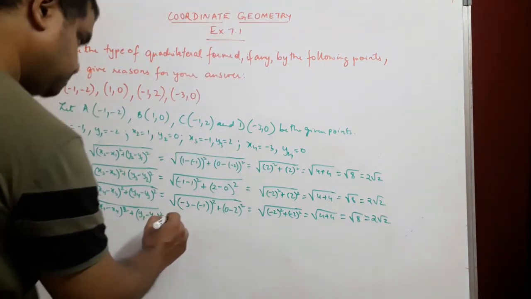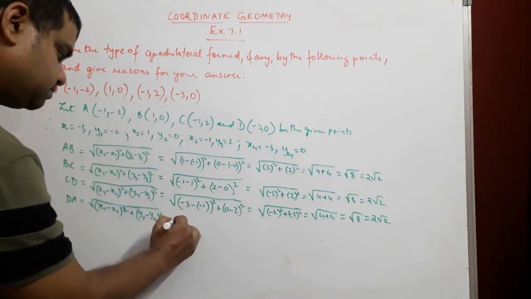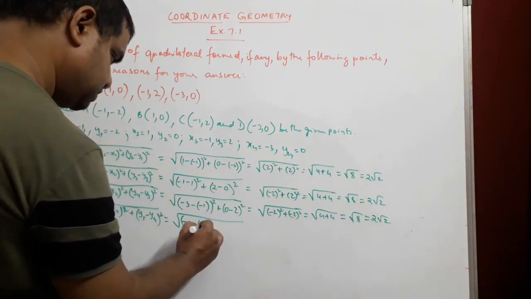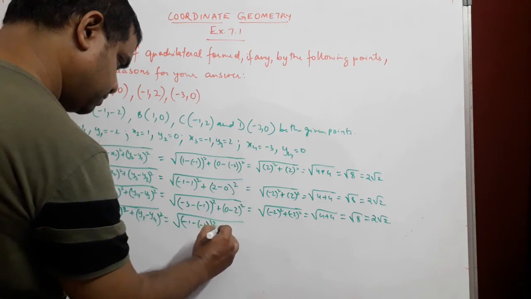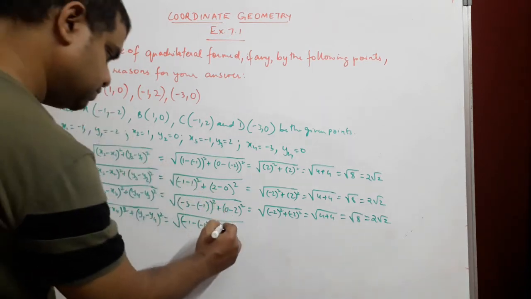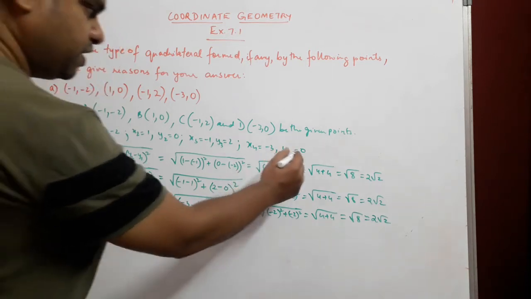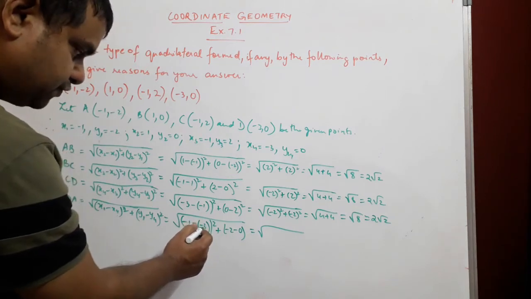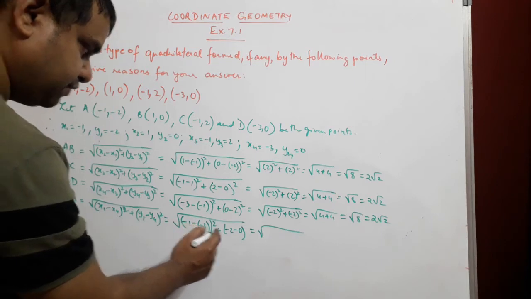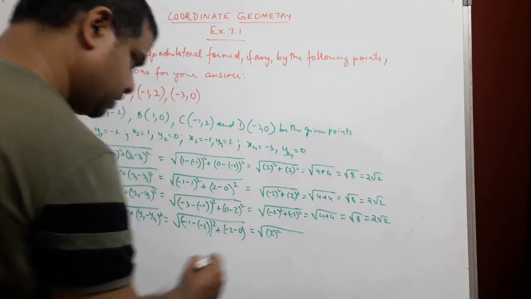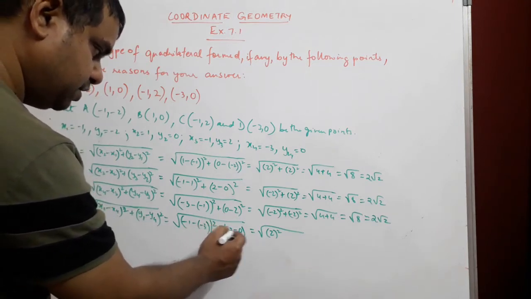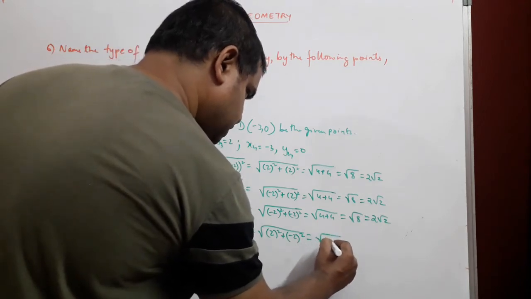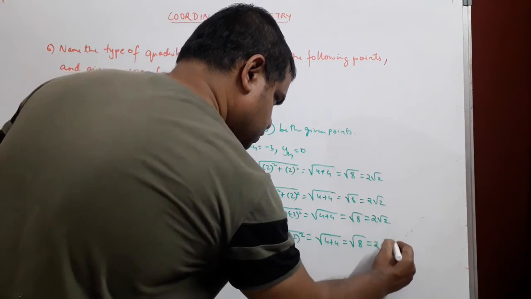And then we have DA. So that is x1, which is minus 1, minus x4, which is minus 3, so minus and minus 3 whole thing raised to square, plus y1, which is minus 2, minus y4, which is 0. Well, minus and minus gives us positive 3. Positive 3 minus 1 gives us positive 2 square, and here this will be minus 2 whole square. Forgot to put the square here. That gives us 4 plus 4 equal to square root 8, which is equal to 2 root 2.